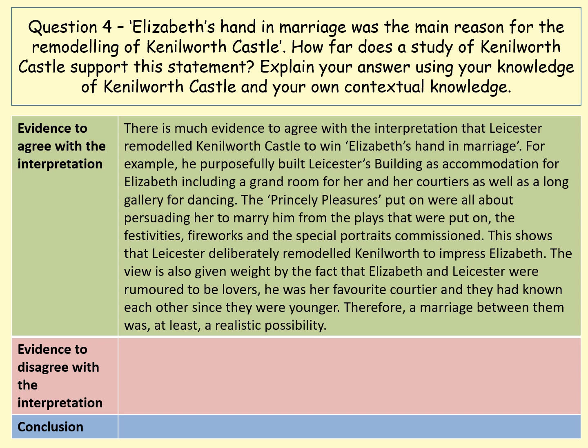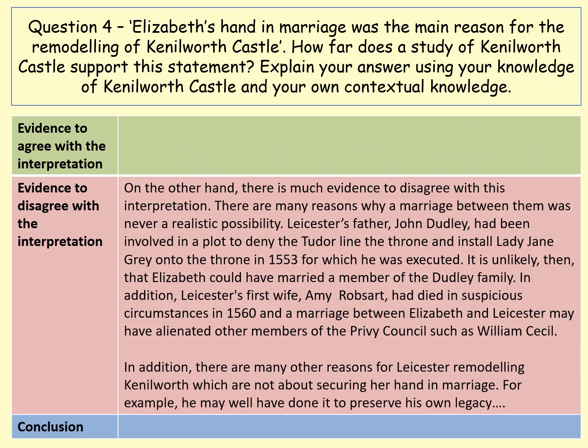So there's obviously a closeness between Elizabeth and Leicester, which therefore provides evidence that this may well have been about getting her hand in marriage. There is, however, lots of evidence to disagree.